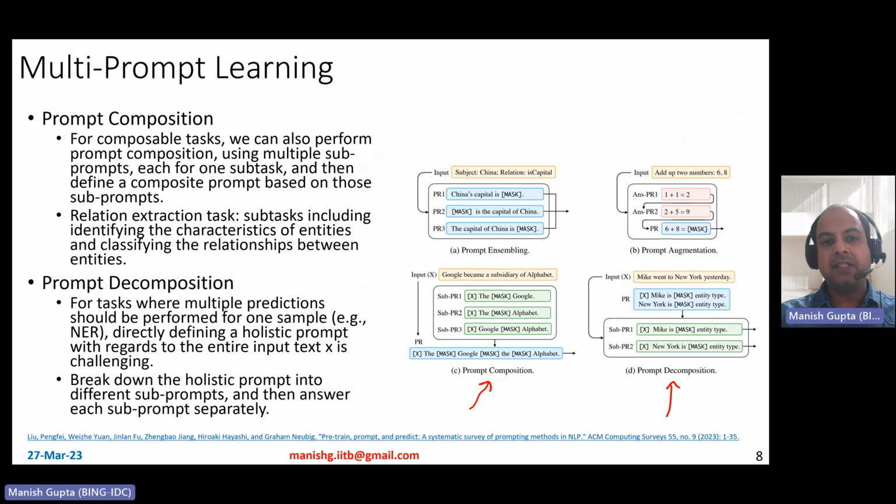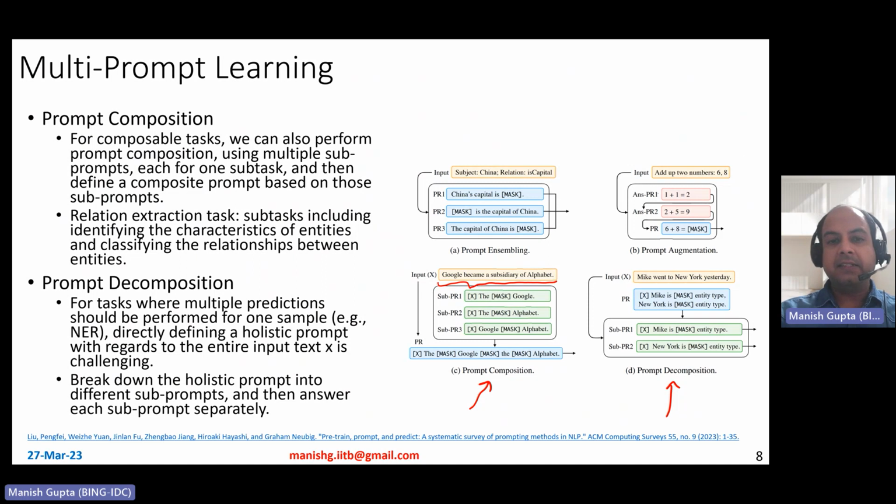You can use multiple subprompts, each for one subtask, and then define a composite prompt based on those subprompts. So let me give you an example. So let's say we want to figure out Google became a subsidiary of Alphabet. So relation extraction, right? We want to figure out the relation.